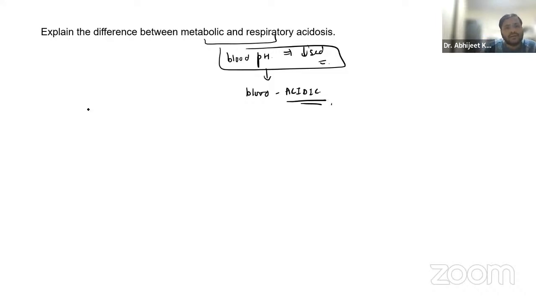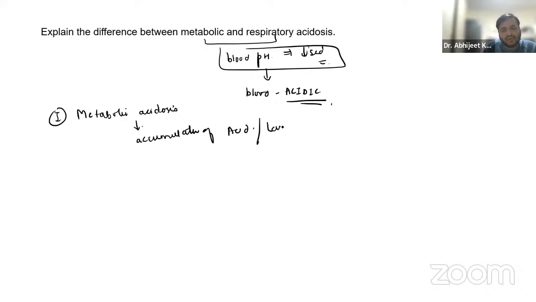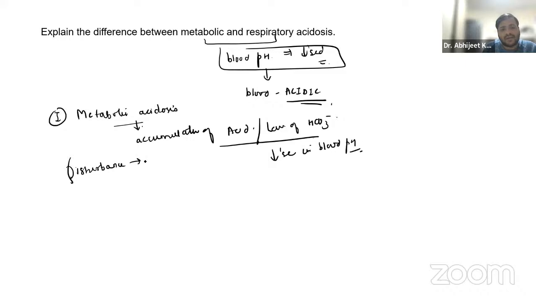Now, when I say metabolic acidosis, remember it occurs when there is an accumulation of acid or there is loss of bicarbonate. And due to this, there is a decrease in blood pH. And the primary disturbance obviously can be in the bicarbonate, the major disturbance can be in the bicarbonate buffer system.